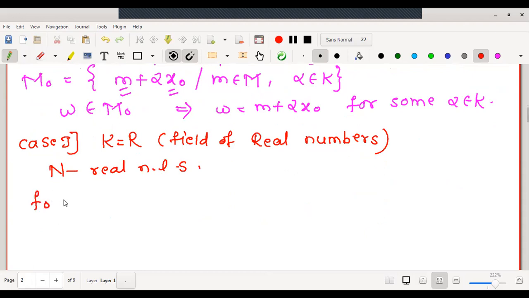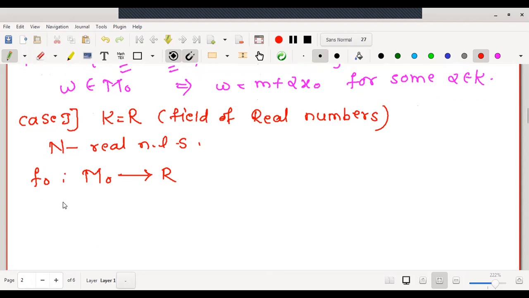Now we'll try to define a mapping F naught from M naught to R. How many conditions to verify? Continuity and linearity, and proving F naught is an extension of F, and finally we will prove norm F is equal to norm of F naught. Okay, therefore first we'll try to define the mapping, right?